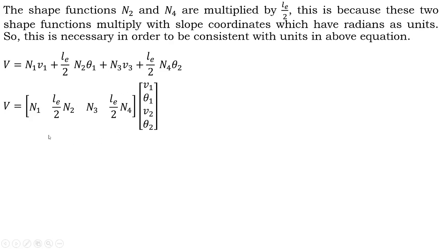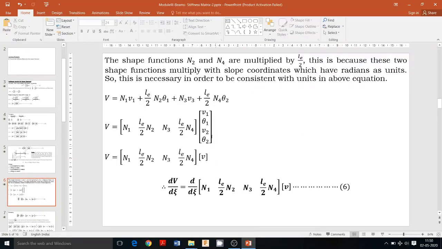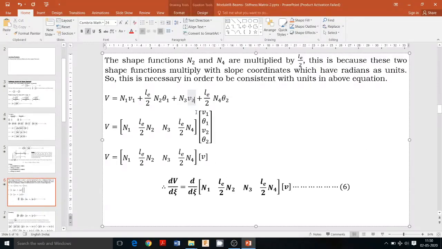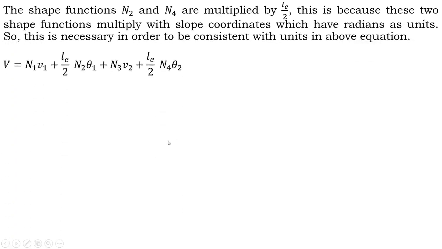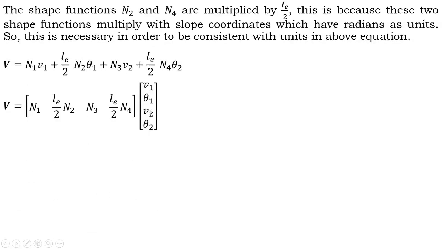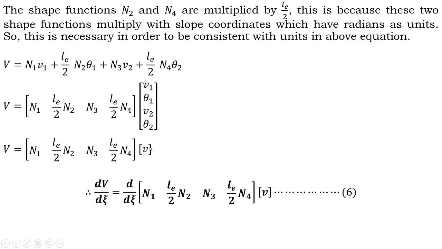It is n1 into v1 plus le by 2 n2 into theta 1, then n3 into v2, then le by 2 n4 into theta 2. So this is the equation I am going to get. This is what we call the displacement matrix. Therefore, I'll just represent this matrix, v1, theta 1, v2, theta 2, in the form of v.